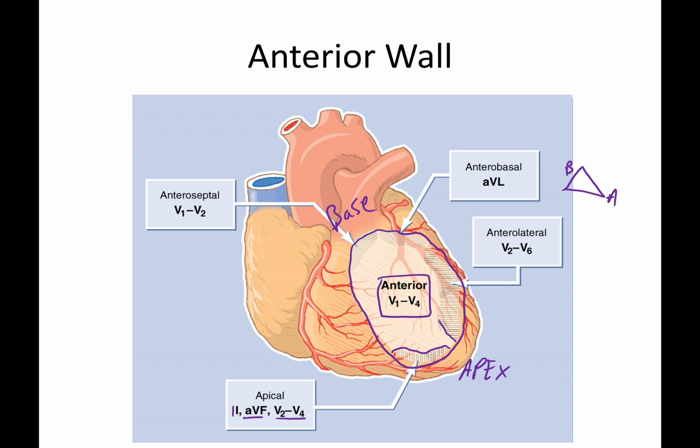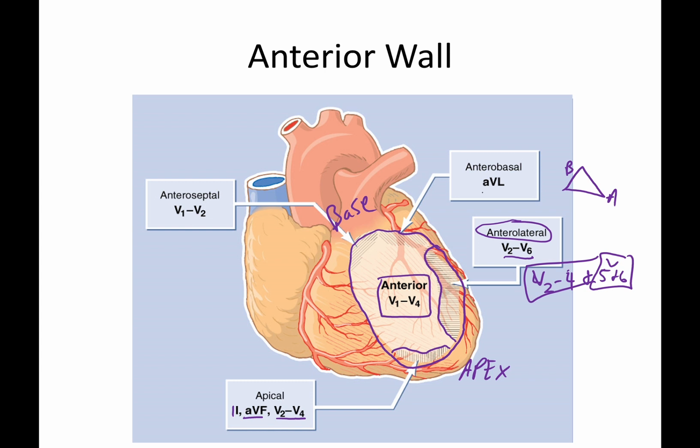Now, if you wind up having significant changes in your V2 through V6, we're going to go ahead and call that anterolateral, because it is a combination between the anterior, so V2 through V4, and you have 5 and 6, well, that's your lateral half. So you have your lateral and your anterior, anterolateral.